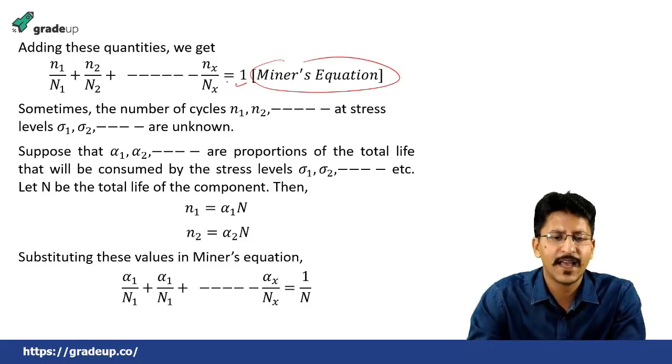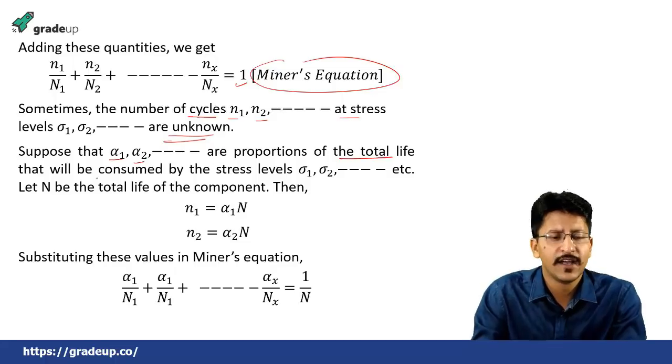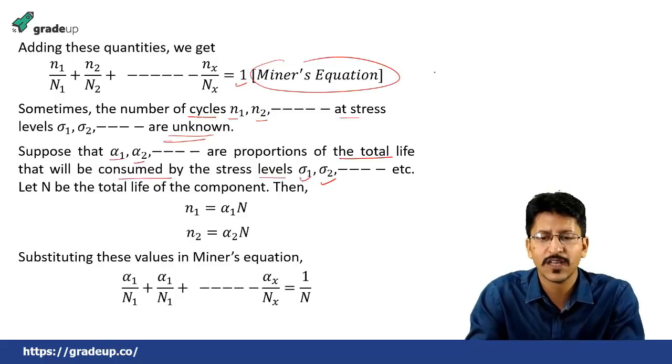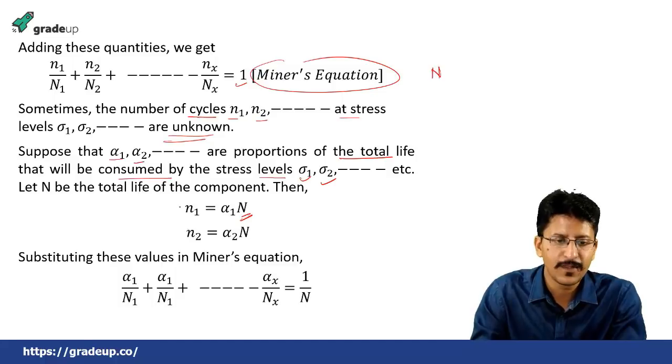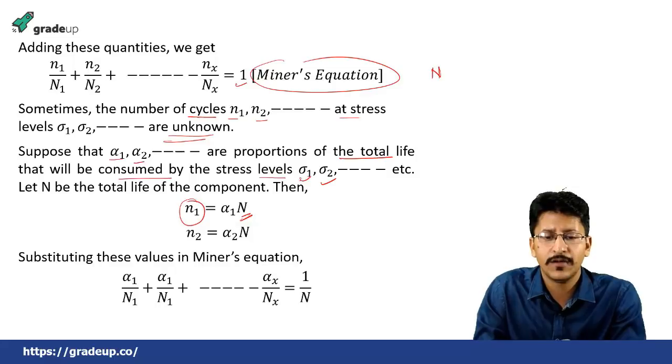Sometimes the numbers of cycles n1, n2 at the stress levels are unknown, but what we are given is that alpha 1, alpha 2 and so on are the proportions of the total life that will be consumed by the stress levels sigma 1, sigma 2. Suppose the total life is N, and stress sigma 1 will be there for n1 cycles, and n1 will consume alpha 1 proportion of the total life.